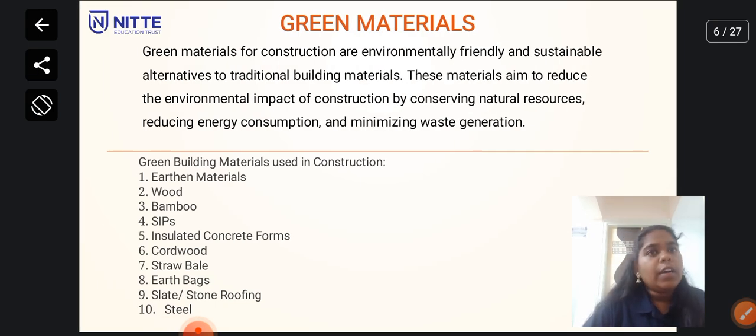Green materials. Green materials are used for construction which are environmentally friendly, and these are alternatives to the traditional building materials. Mostly, we use green materials in green buildings. These aim to reduce the environmental impact of construction by conserving natural resources, reducing energy consumption, etc. So, we are going to talk about some green building materials used in construction: earthen materials, wood, bamboo, SIPs, insulated concrete forms, cordwood, straw bale, earth bags, slate, and steel. We are going to learn about these in detail.